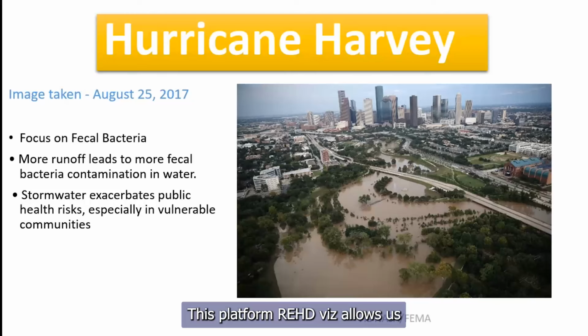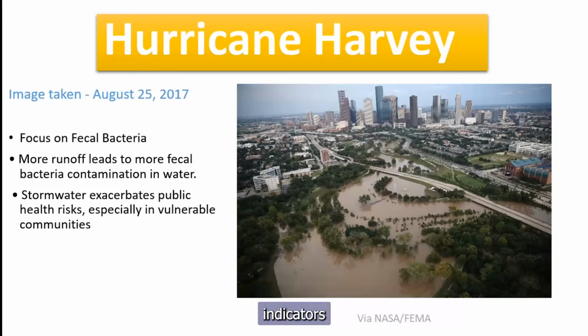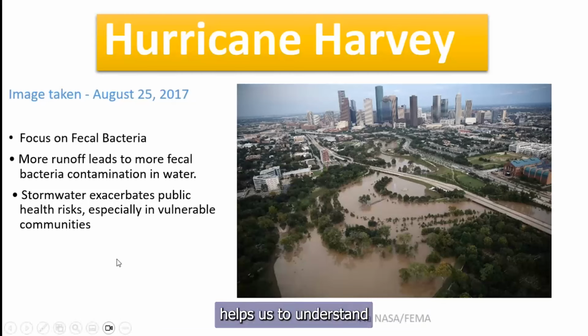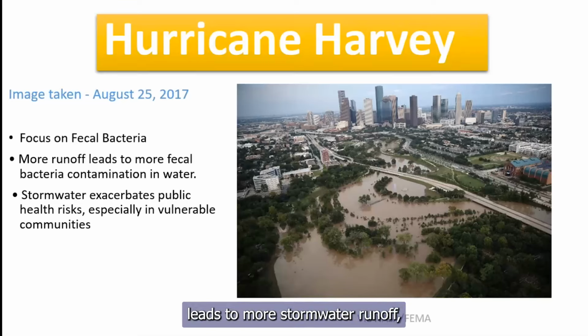This platform, RedViz, allows us to visualize environmental and health indicators alongside these climate and flood data, which helps us to understand the spatiotemporal impacts of these fecal bacteria and water quality with these climate events. Heavy rainfall leads to more stormwater runoff, which often captures and carries fecal bacteria into water systems. This runoff amplifies public health risks, especially in communities with potential EJ concerns, as we saw with Hurricane Harvey. Through RedViz, we're starting to comprehend these interactions in a spatiotemporal context.